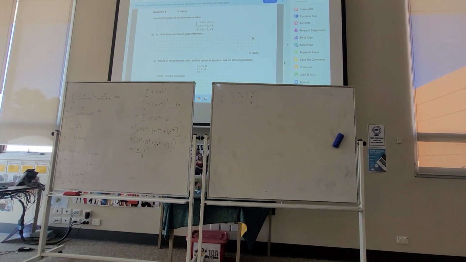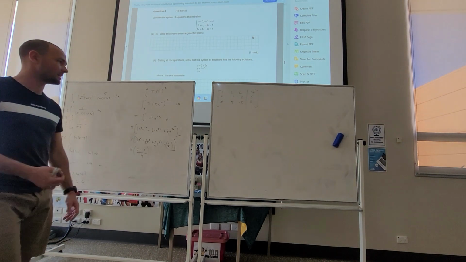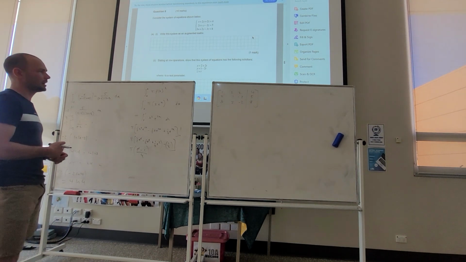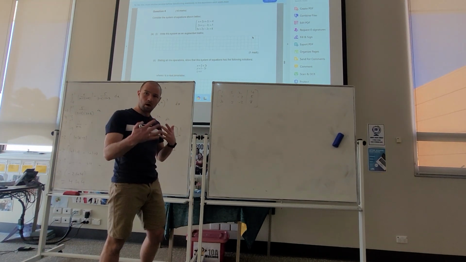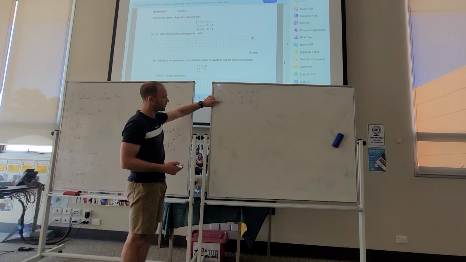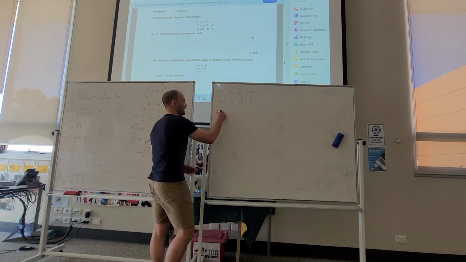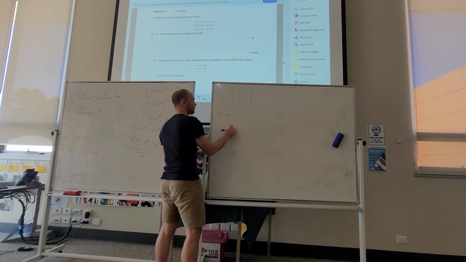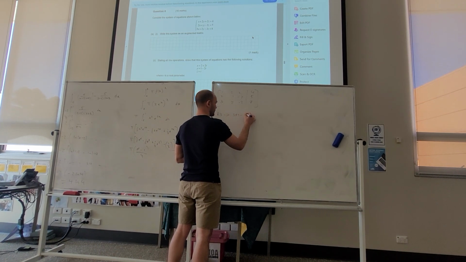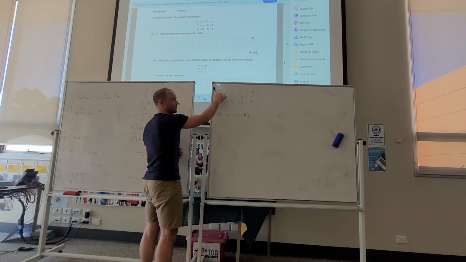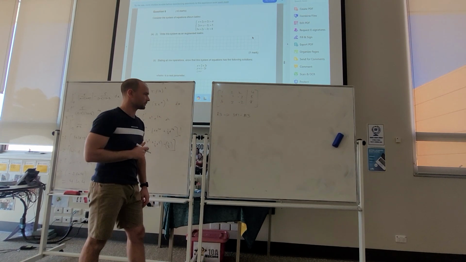Stating all row operations, show that the system of equations has the following solutions. Okay, so what this means is break it down using row operations to find out what's the solution to this augmented matrix. So remember, step one, get a 0 there. Okay, we're trying to get a 0 there, so let's do that. We're going to replace row 3 with 3 lots of row 1, take row 3. That gives us the 0, right?